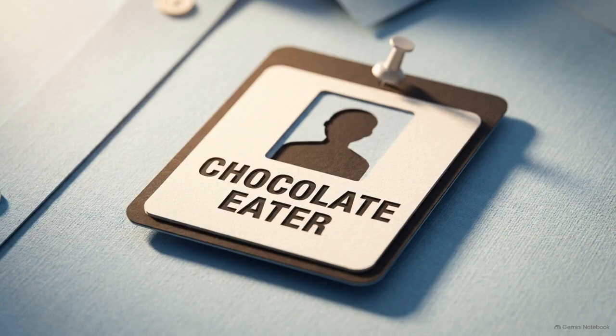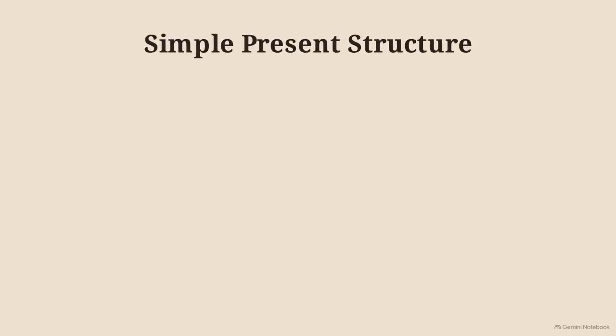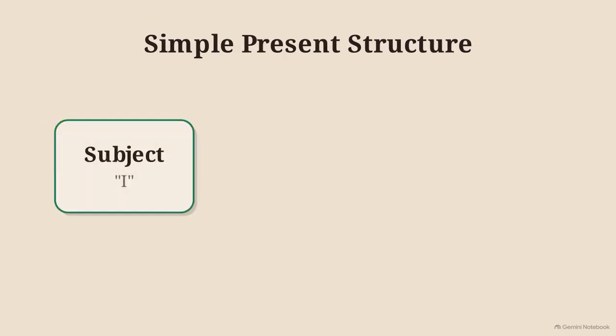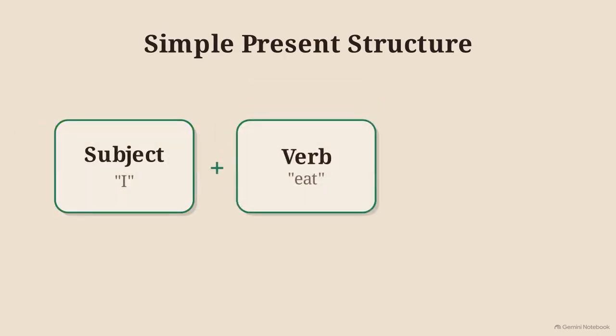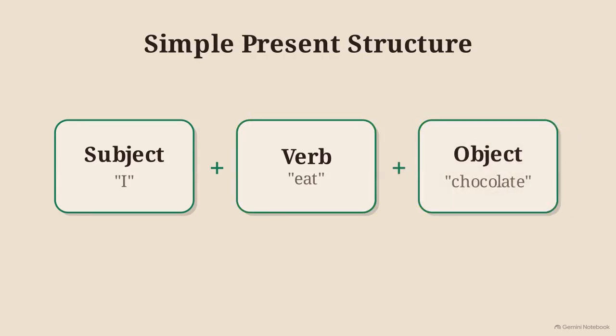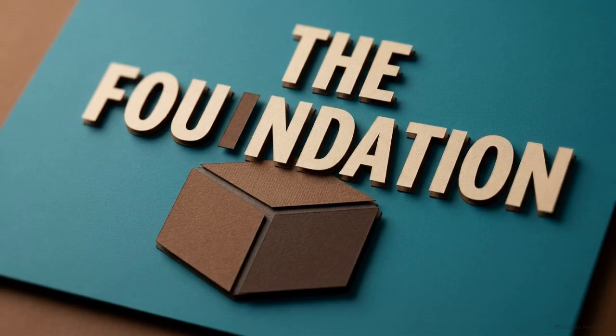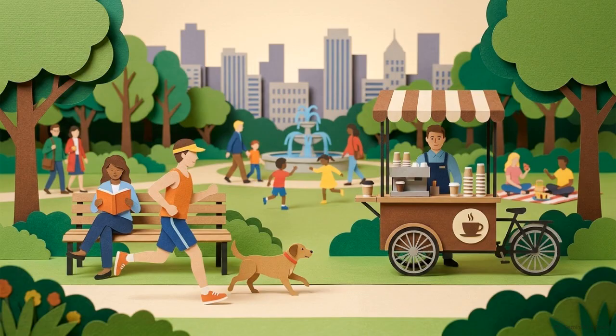This diagram shows exactly how we build a sentence for a general fact. We start with who is doing it, the subject block. Next, we drop in the action, the verb block. Finally, we add the thing we are talking about, the object block. In English, this simple structure is called the simple present. It is the most basic tool we have to declare our everyday habits to the world, even if we aren't doing them right now.